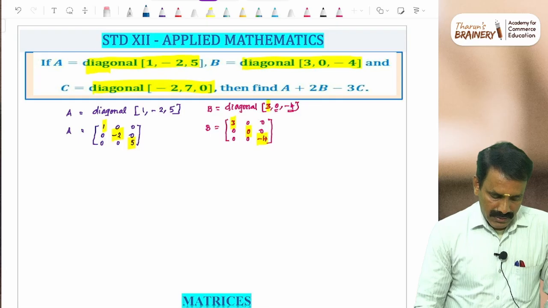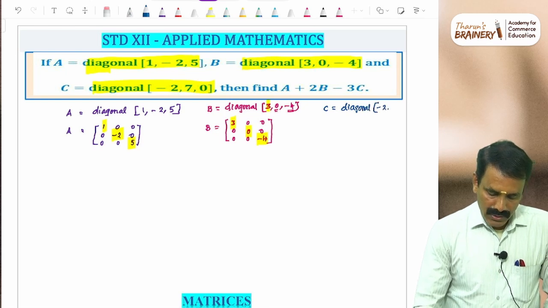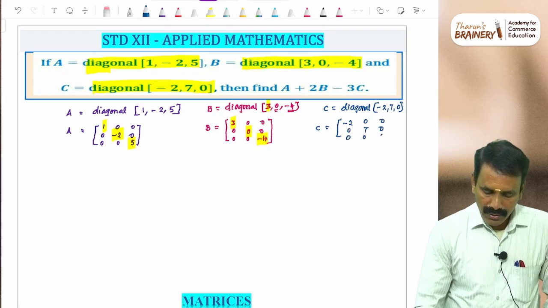What about the C matrix? C is equal to diagonal minus 2, 7, 0. So, how do we write the C matrix now? The C matrix is minus 2, 0, 0, 0, 7, 0. The last row is going to be fully 0.